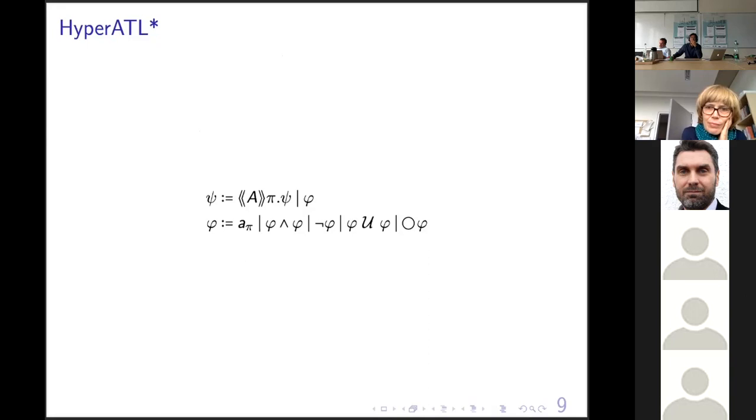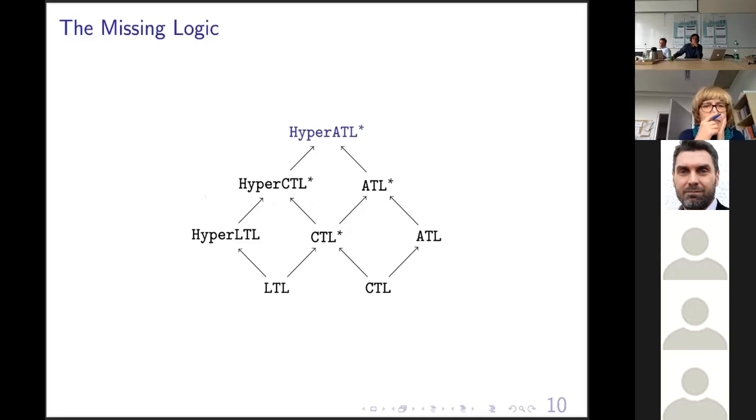Before considering some examples, we can study how expressive our logic is. What we find is that it sits at a very nice place. We have this hierarchy of temporal logics, where an arrow indicates one logic being a syntactic fragment of another. On the left-hand side, we have hyperlogics such as hyper-LTL and hyper-CTL star. On the right-hand side, we have logics to reason about multi-agent systems such as ATL and ATL star. And our new logic, hyper-ATL star, subsumes both of these sides. So it's the first logic that can reason about hyperproperties and at the same time reason about strategic behavior, and subsumes all of these existing logics.